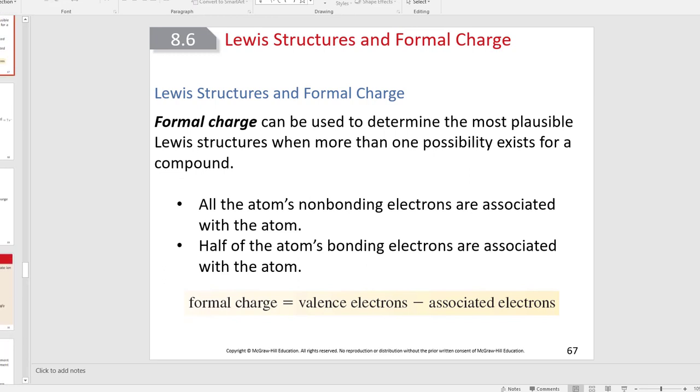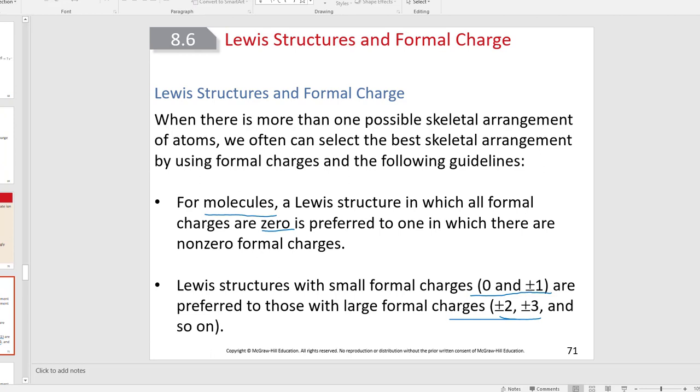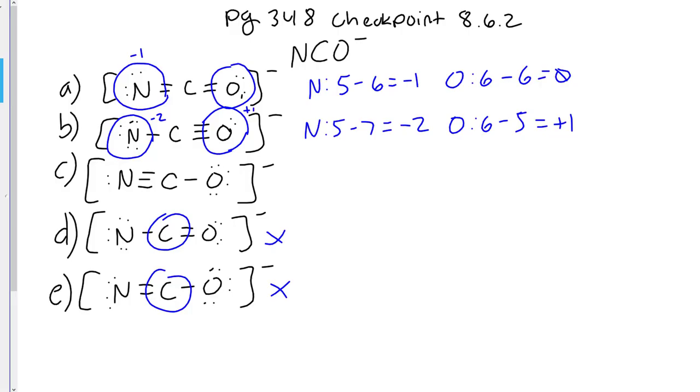Structures with small formal charges are preferred to those with large formal charges. So that -2 is considered a large formal charge.